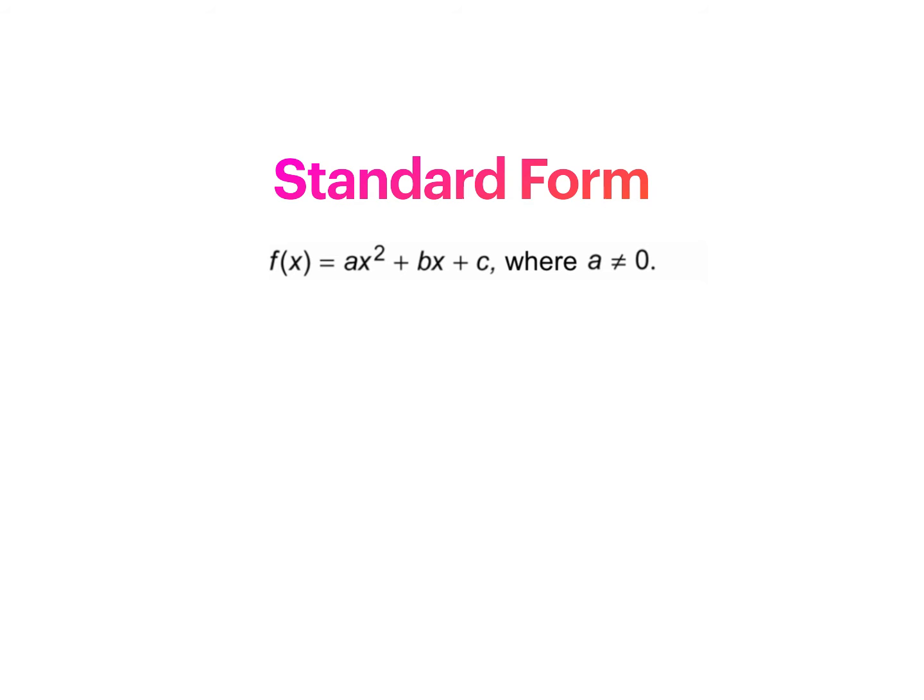All right, so our standard form is this equation here. We have a times x squared plus b times x plus c. So the a is whatever's in front of our x squared term. The b is whatever's in front of our x, and then the c is just the constant number at the end. So the c doesn't have an x attached to it.